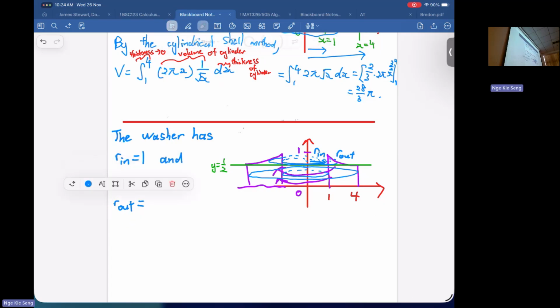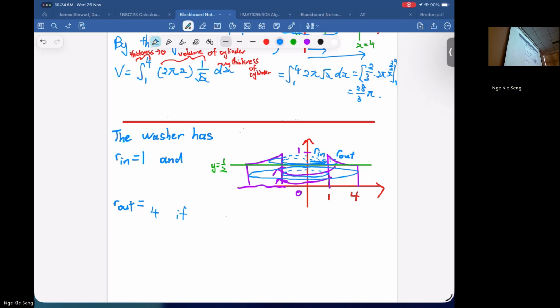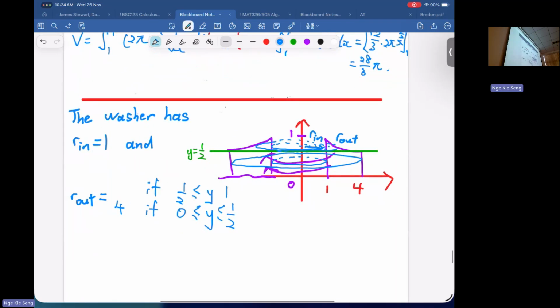Depending on y, R out will be equal to 4, sorry, this is 4 if y is in between 0 and half. But if y is in between half and 1, what happens? This R out here is y equals to 1 over square root x.